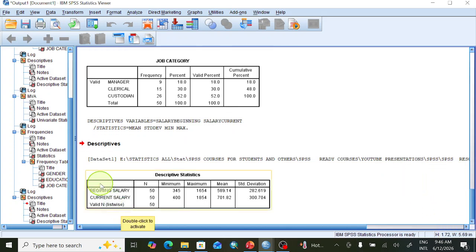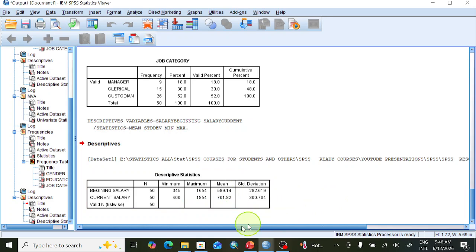So the beginning salary, there were 50 observations, and then the minimum was 345, the maximum was 1,654. The mean is 589.14. The standard deviation is 282.61. For the current salary, the minimum was 400, the maximum was 1,854, and then the mean is 701.82.